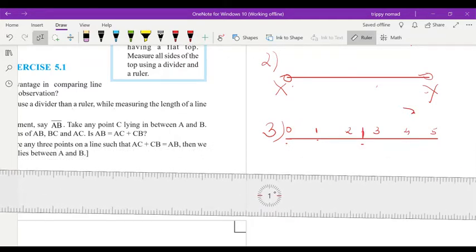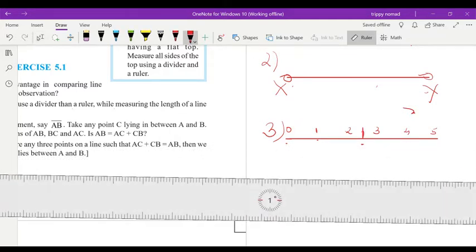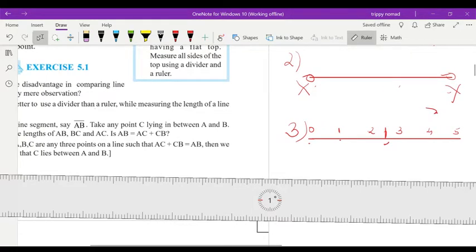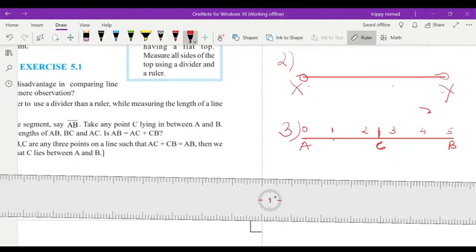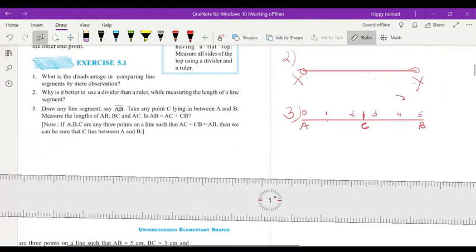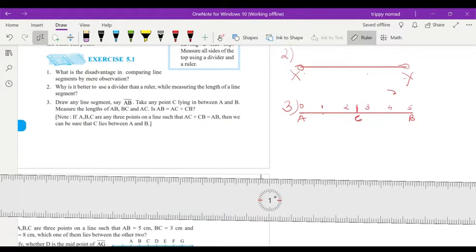Okay, now children, I have taken a point. Which point should be taken? C point, and this was A and this was B. Now you have to measure, okay, to check whether you are getting the correct answer. AC is equal to how much? 2.5. And BC is equal to how much? That is also 2.5.